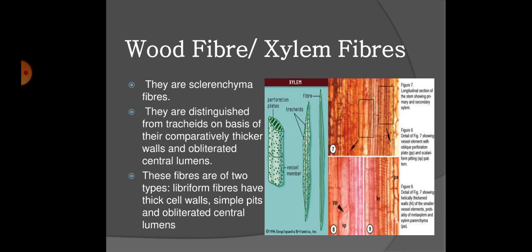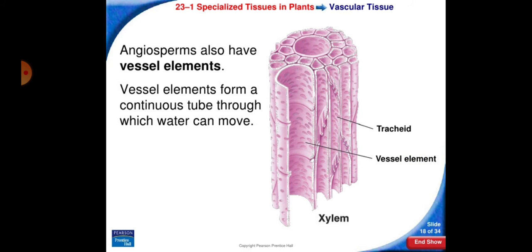And this fourth one is xylem fibers. They are sclerenchymatous fibers. They are distinguished from tracheids on the basis of their comparatively thicker walls and obliterated central lumen. These fibers are of two types. Libriform fibers have thick cell walls, simple pits, and obliterated central lumens. Now, this picture shows different tissues of the xylem; tracheids are there, vessels are there.